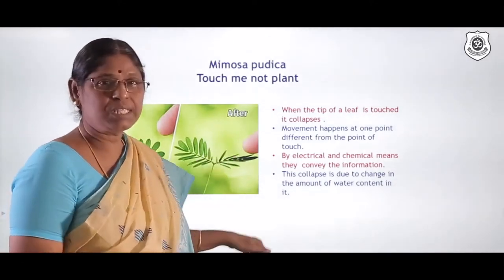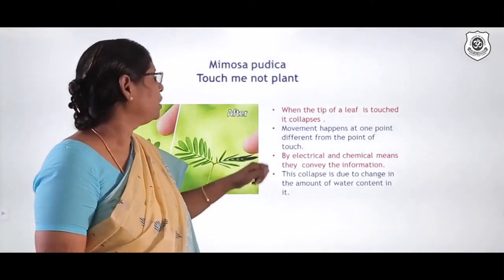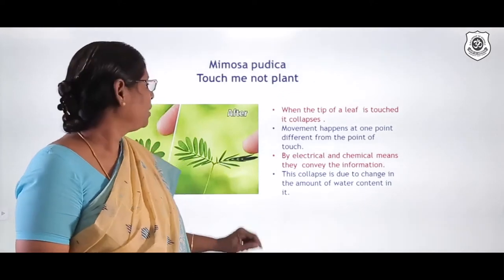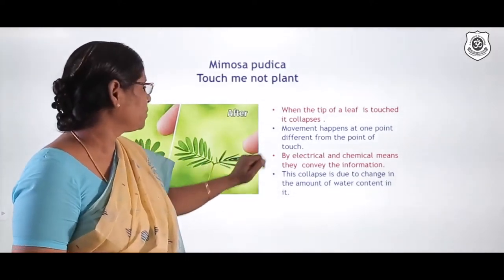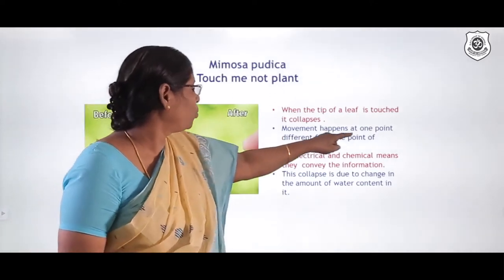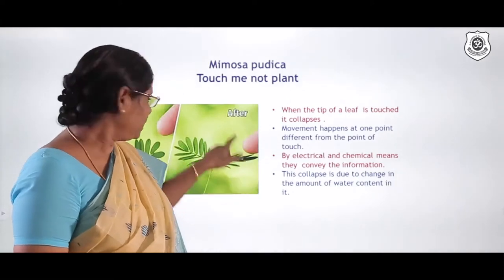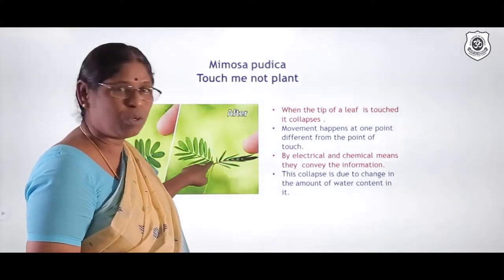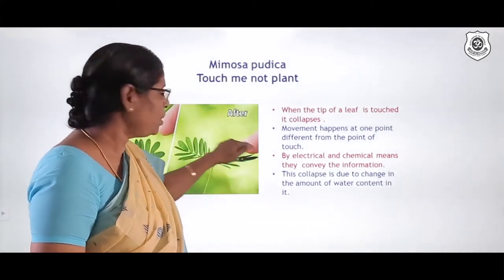Here let us now see how this happens in Mimosa pudica. When the tip of the leaf is touched, it collapses. That is, it closes. You can see the leaves closing like this. And the movement happens at a point different from the point of touch. If a person touches the plant at one point, it keeps on moving in all the other leaflets of this plant. How does it happen?